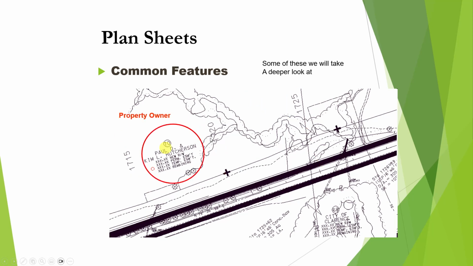Next, you'll have a property owner. Okay, so you'll see a property owner. Normally you'll have a number. It may be on a completely different sheet. Sometimes they put them on a different sheet, but you'll see a number out there, and you can go to that other sheet and find out who the property owner is. But sometimes you'll see them on the sheet.